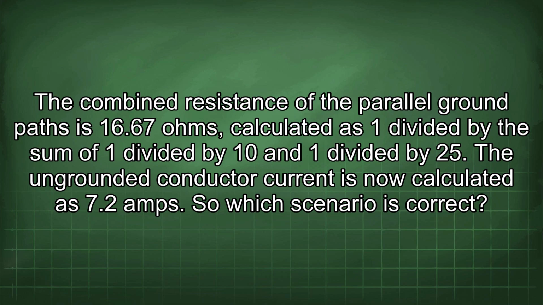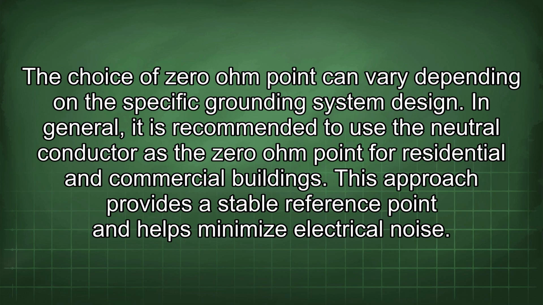So which scenario is correct? The choice of zero-ohm point can vary depending on the specific grounding system design. In general, it is recommended to use the neutral conductor as the zero-ohm point for residential and commercial buildings. This approach provides a stable reference point and helps minimize electrical noise.